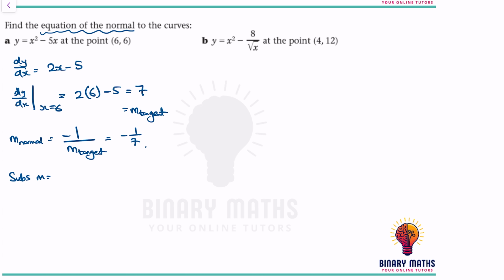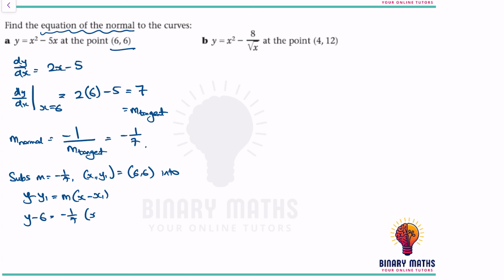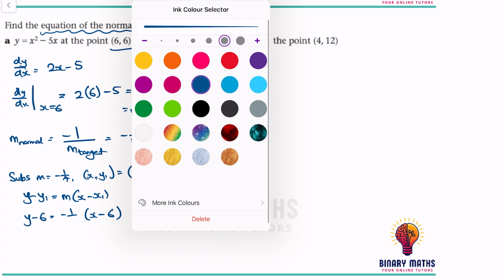Substituting m is equal to minus 1 over 7, x1, y1 is equal to 6 into y minus y1 is equal to m times x minus x1. I get y minus 6 is equal to minus 1 over 7 times x minus 6. And because it didn't want it in any form and I've got a fraction involved, I'm not going to do anything more with that. I'm just going to leave it as it is. So that would be my final answer.